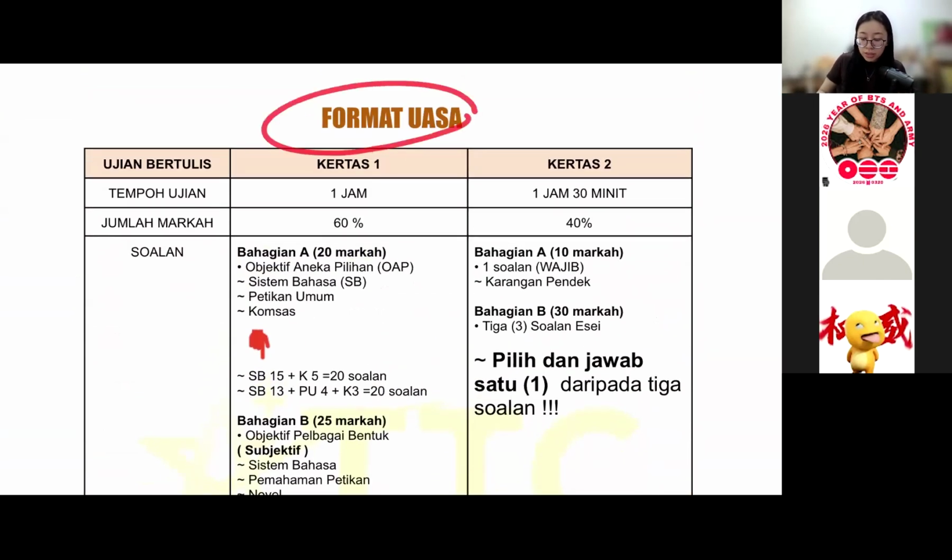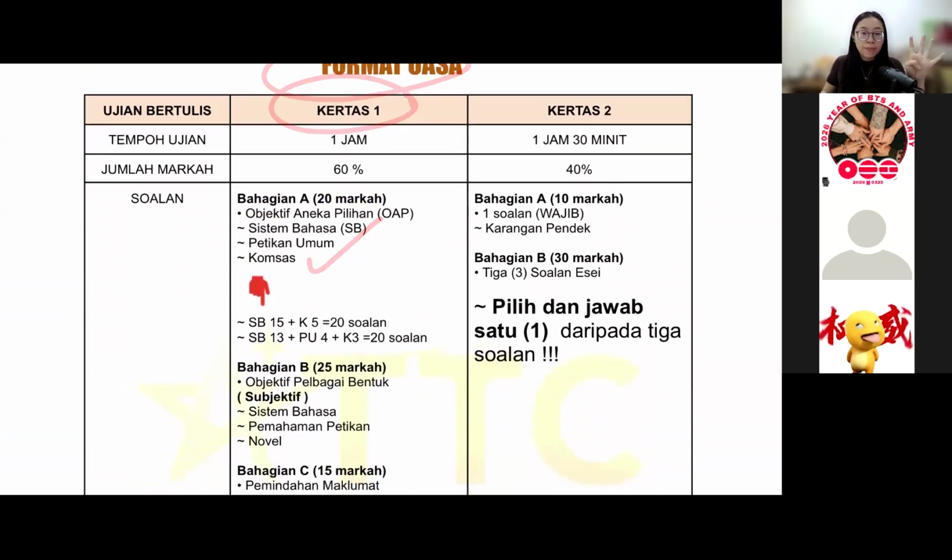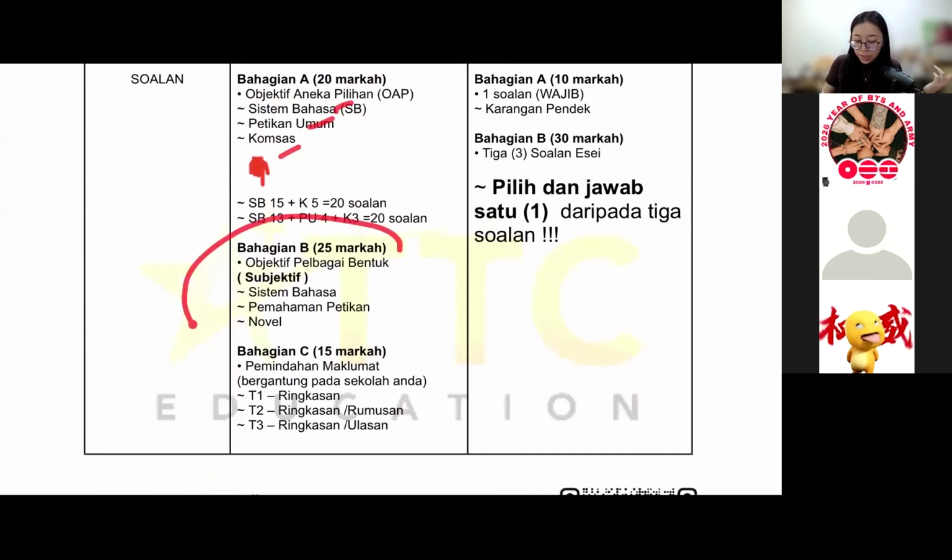Now, for the format, kertas satu is those like your MCQ questions, which is bahagian A. All is including like sistem bahasa, petikan umum, and also Komsas. And also bahagian B is those subjective, which is like they can ask you kesalahan ejaan, kesalahan tatabahasa, and also those you learned before: subject predicate, and also ayat aktif pasif, ayat susunan songsang, biasa, pola ayat, jenis ayat. All this is under subjective. And also pemahaman petikan and also novel.